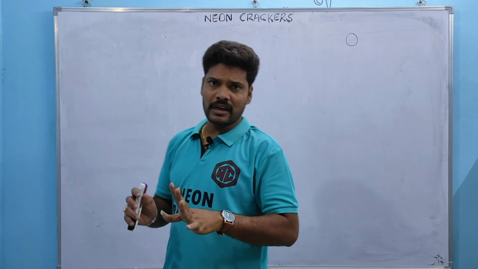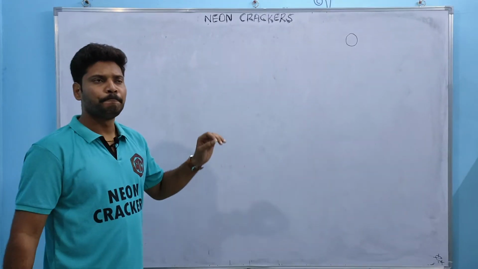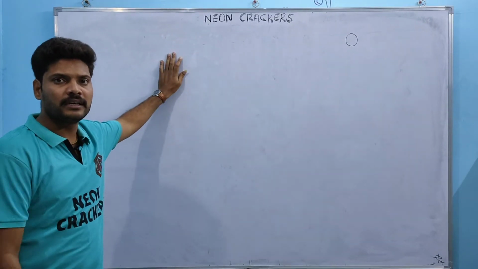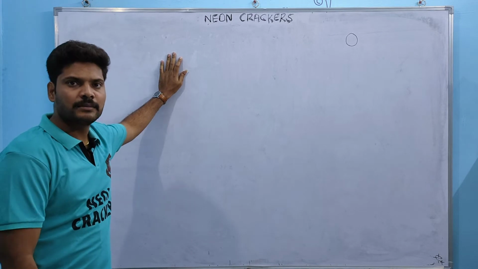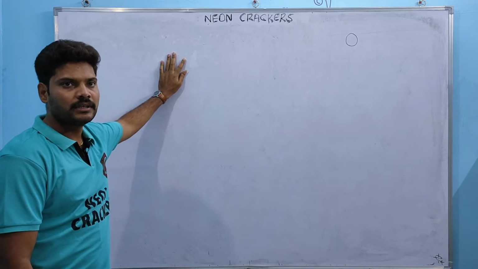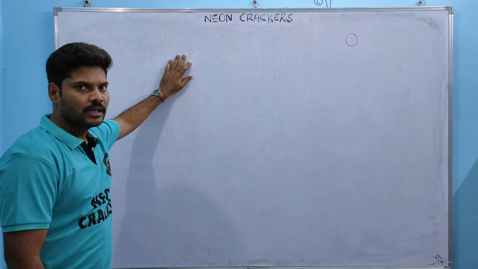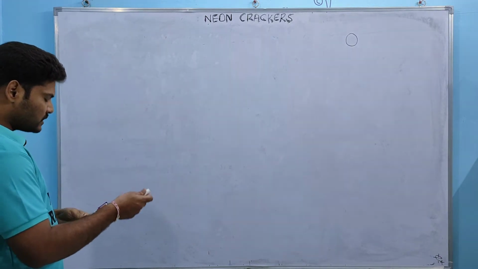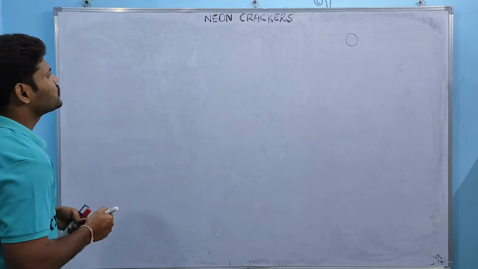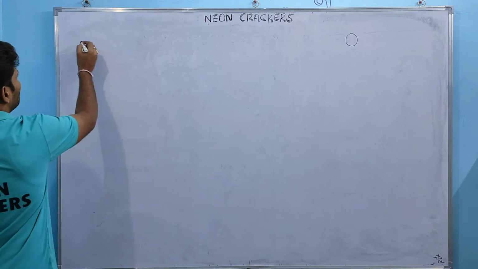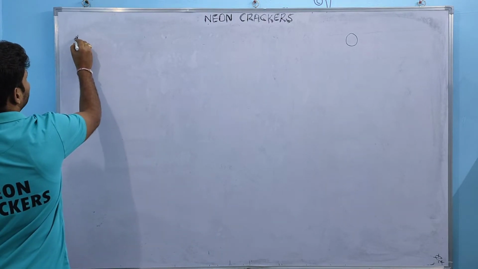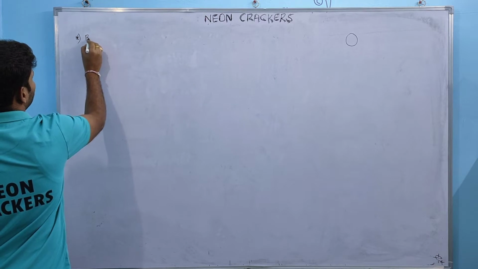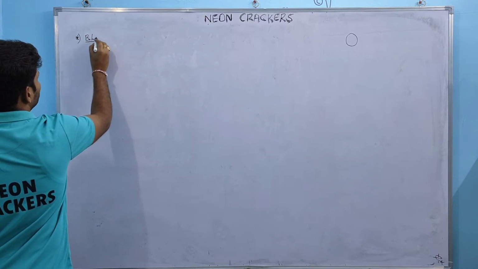Now, some applications are already over: carbocation stability, carbon radical stability, and alkene stability based on hyperconjugation. Let's see the remaining applications of hyperconjugation. The next one is bond length. So what is a bond length?